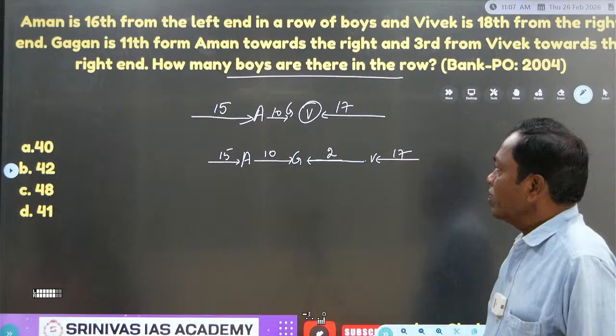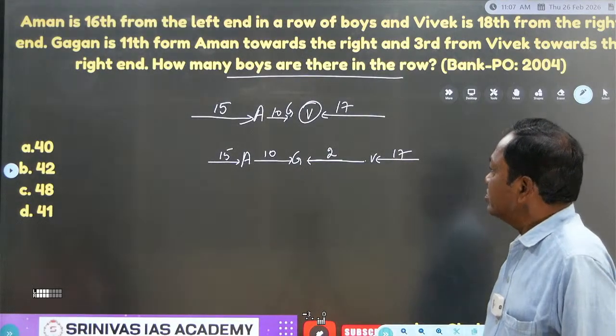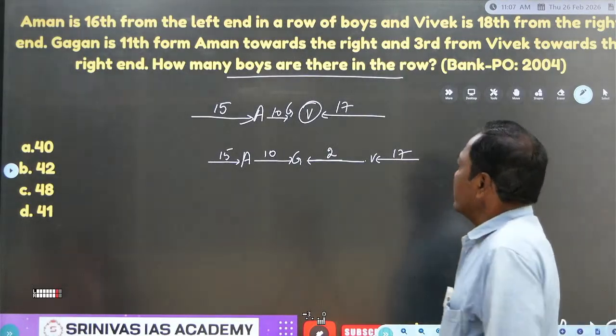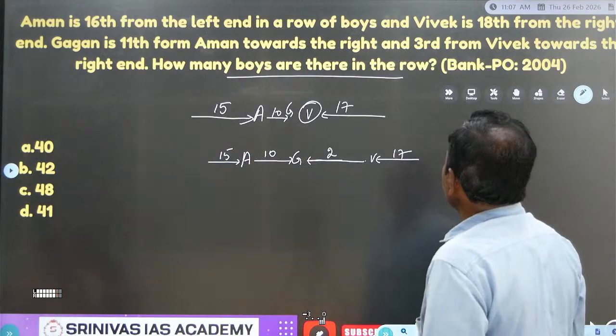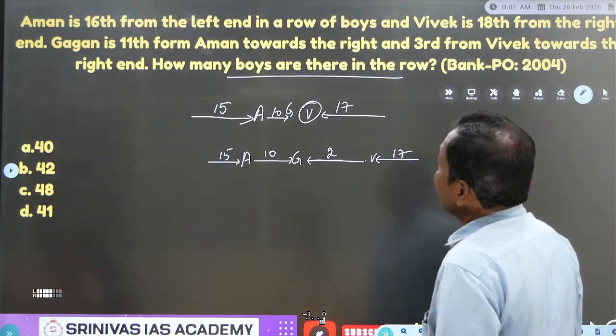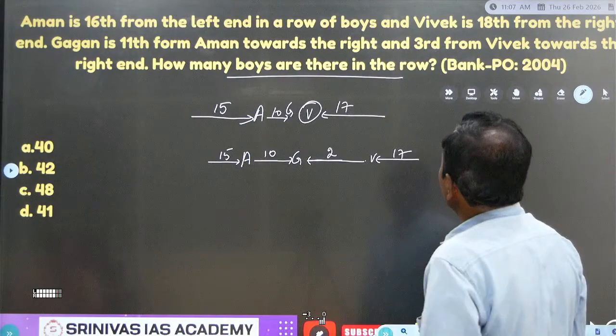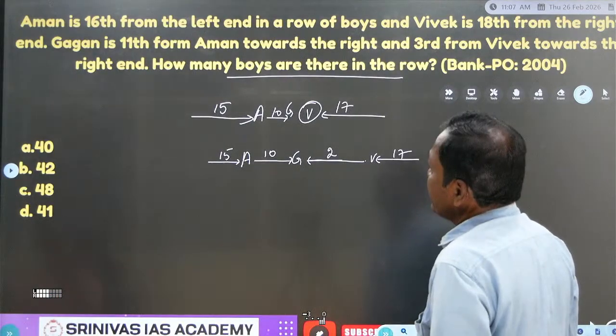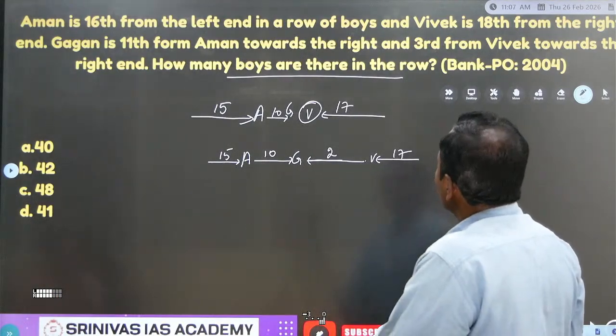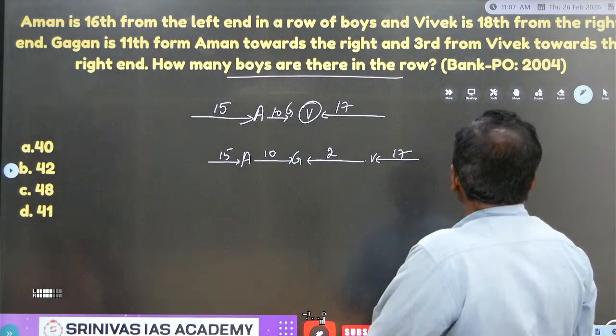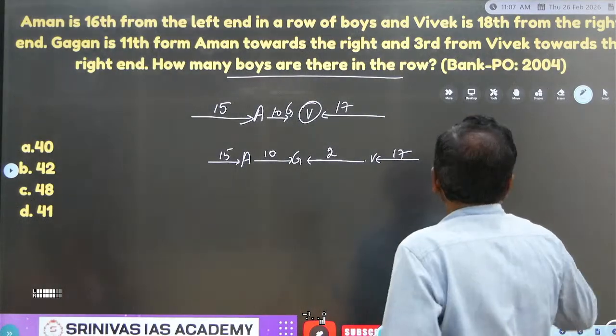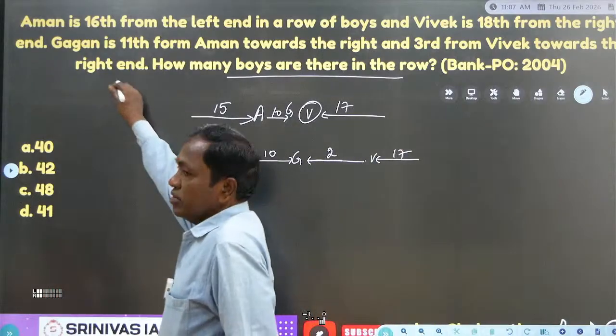Sir, third from Vivek towards the right hand means right of Vivek or right of Gagan? See, that is towards the right. Vivek is 18 from the right. Gagan is 11 from Aman towards the right, and third from Vivek towards the right. Okay, this is also right only.